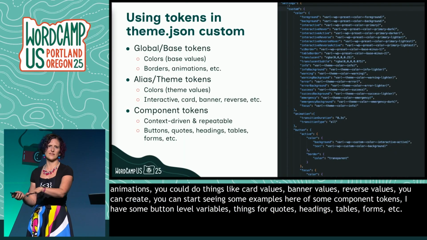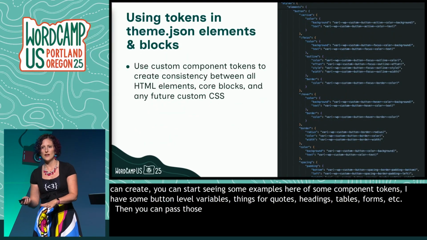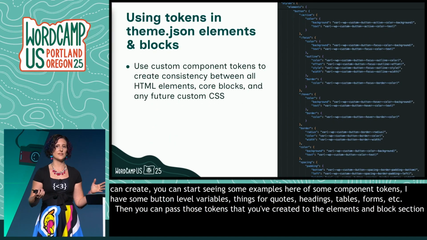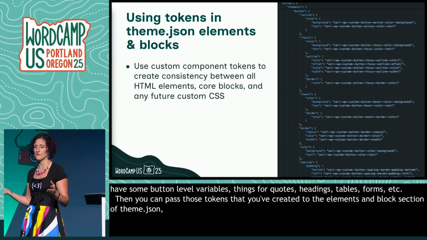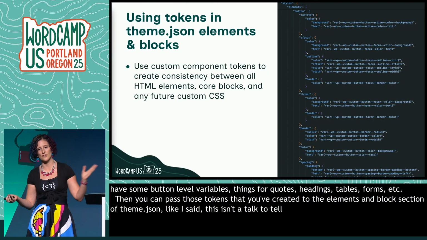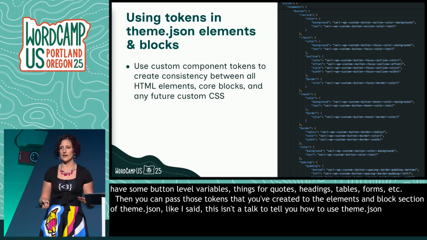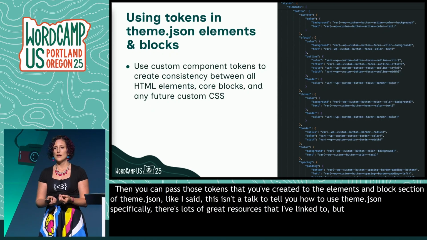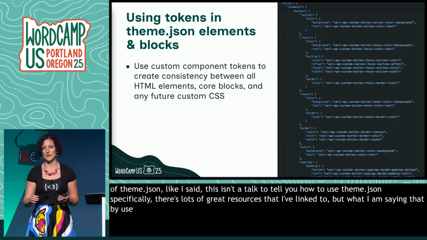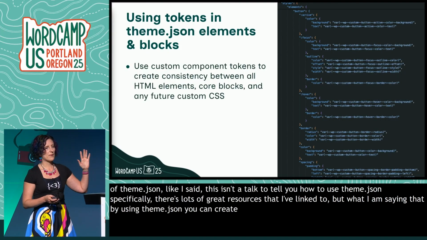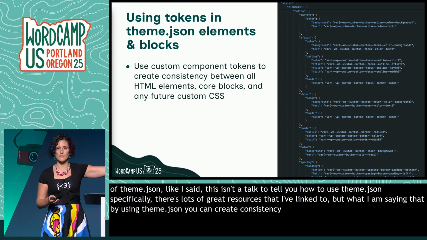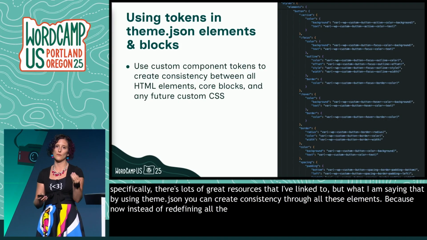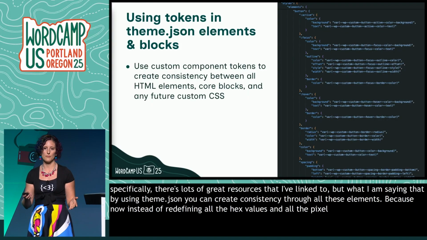Then you can pass those tokens that you've created to the elements and blocks section of theme JSON. And like I said, this isn't a talk to teach you how to use theme JSON specifically. There's lots of great resources for that, which I've linked to. But what I am saying is, by using theme JSON to create a tokenization system, you can create consistency between all these elements. Because now, here, I can pass my tokens to this section instead of redefining all the hex values and all the pixel values and all that stuff. So if I change it in one place, I can change it everywhere. Builds consistency.